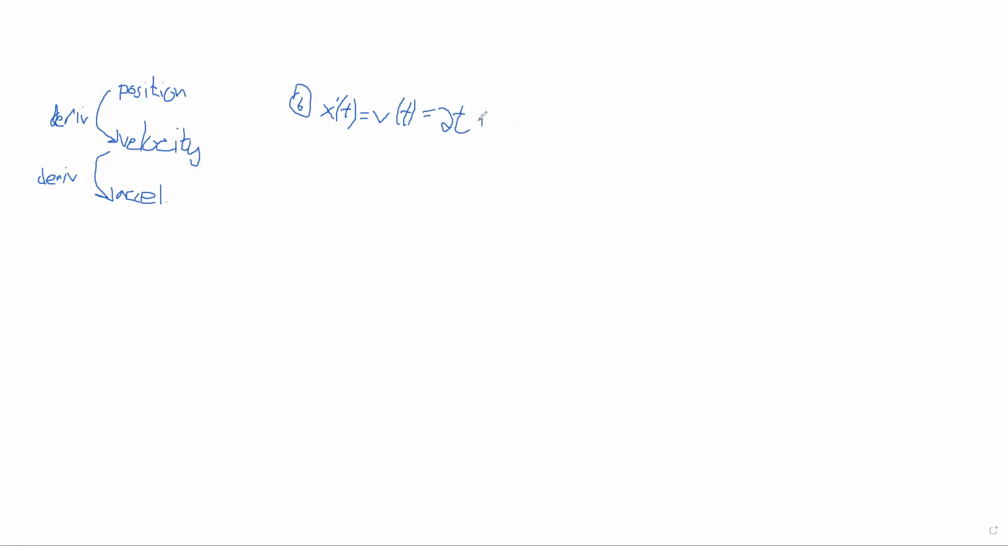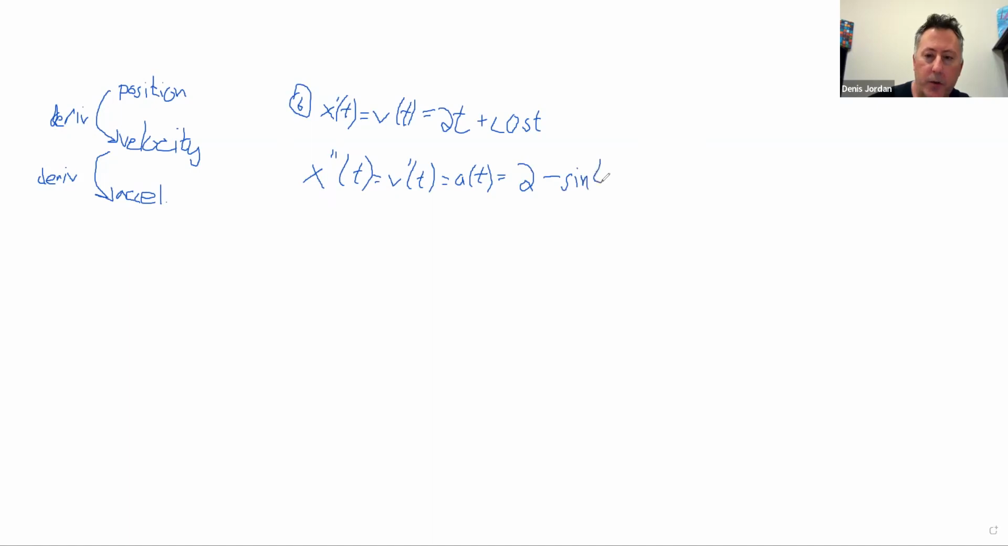And then the acceleration, a of t equals... negative sine t? Am I doing that wrong? 2 minus sine t. Yeah. So those are your velocity and acceleration functions, and they want to know what each is when t equals pi. So just stick pi into both.